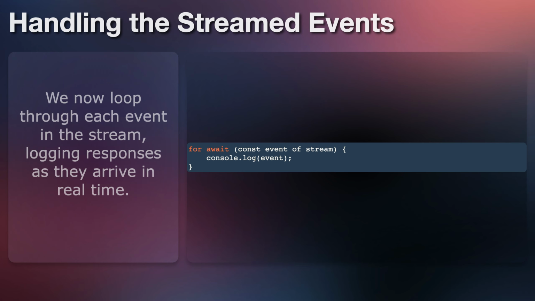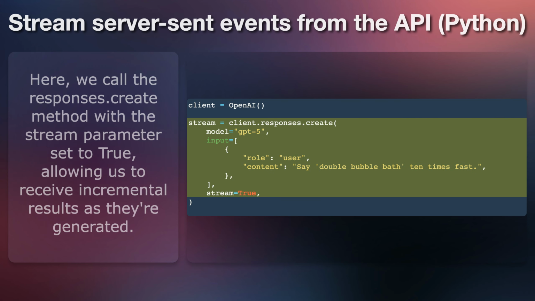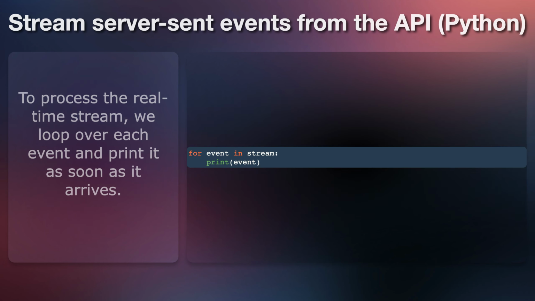We now loop through each event in the stream, logging responses as they arrive in real time. We start by creating a client instance and preparing our streaming completion request. Here we call the responses_create method with the stream parameter set to true, allowing us to receive incremental results as they're generated. To process the real-time stream, we loop over each event and print it as soon as it arrives.